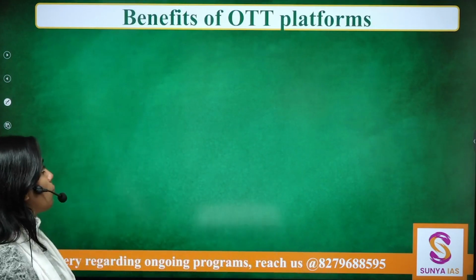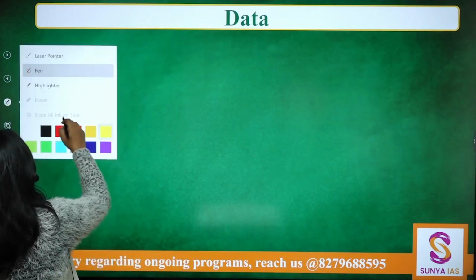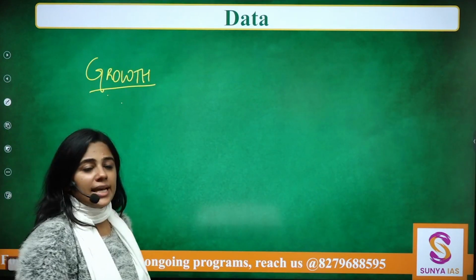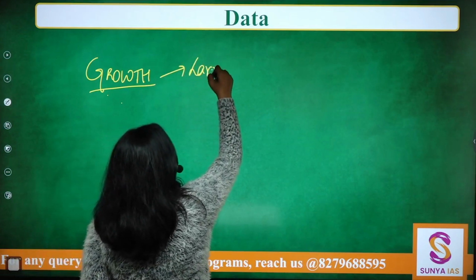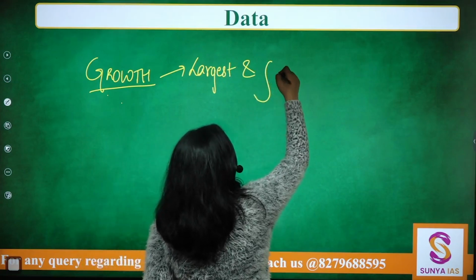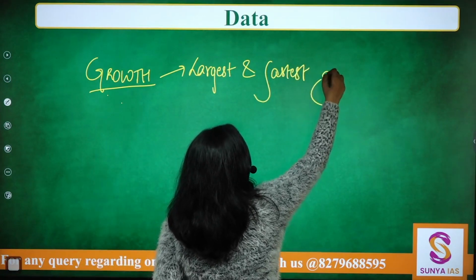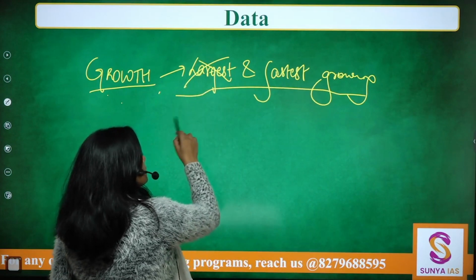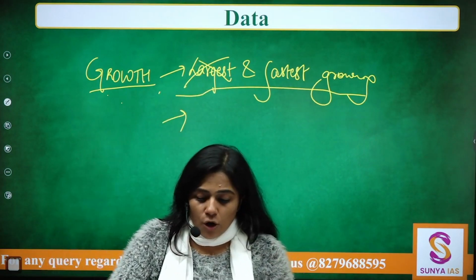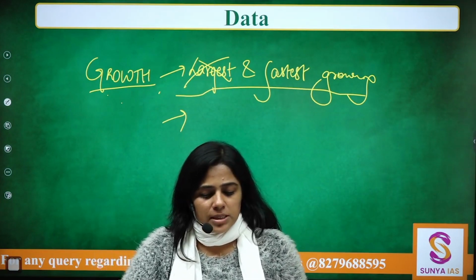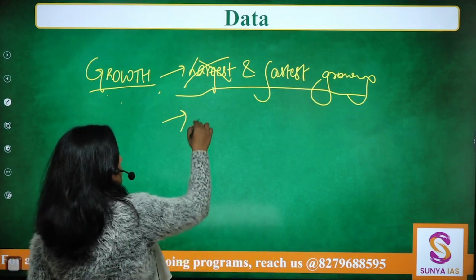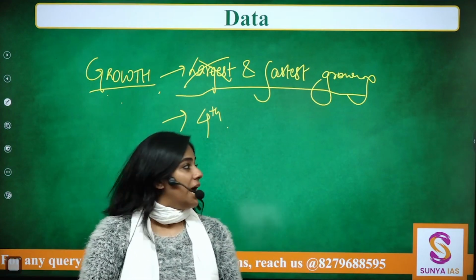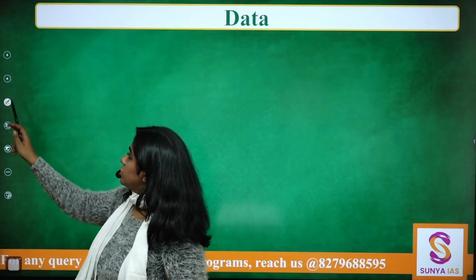And there has been phenomenal growth when we talk about OTT platforms, and you can use this particular data. See, growth wise, India is the fastest growing OTT market. Not largest, don't write largest, the fastest growing OTT market. And in terms of the consumers, it is going to soon be at fourth number, right? So it's the fastest growing and it is soon going to be at fourth number when it comes to the consumption of OTT content.